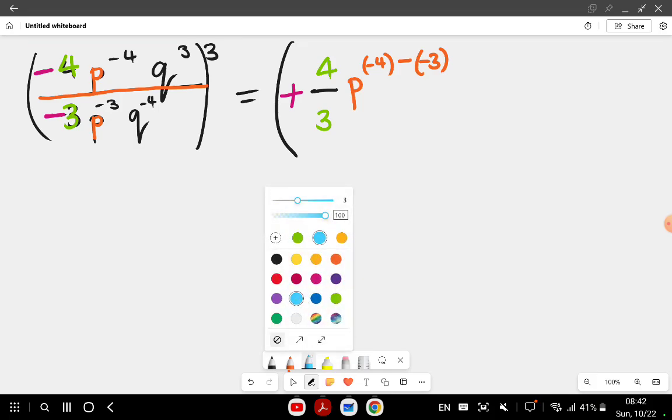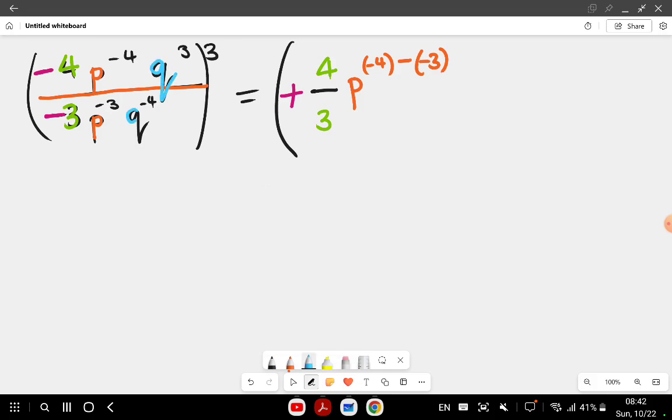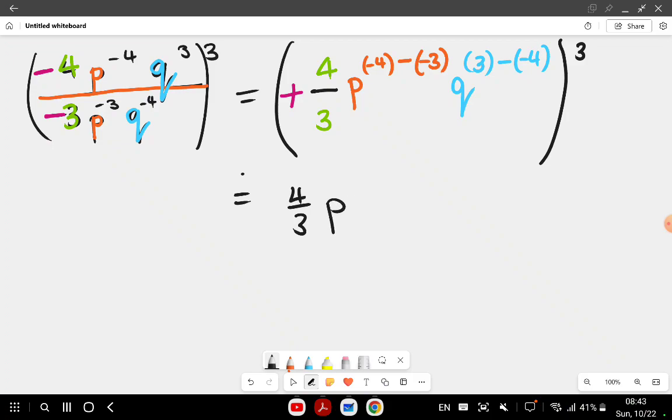And then lastly, I'm going to look at my q's. So again, same thing. My q is going to be 3 on the top, subtract -4 at the bottom. And that's the end of the inside of the bracket. Close the bracket to the power of 3. So this simplifies to 4 over 3, p to the -4 plus 3 becomes -1, q to the 3 plus 4 becomes 7. All of that to the power of 3.